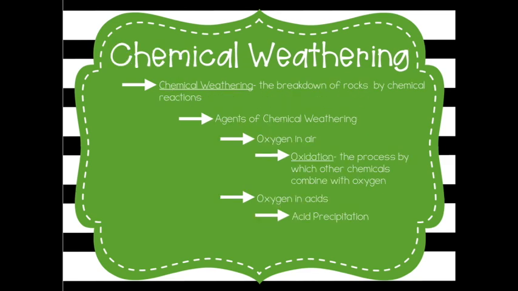Finally, we're left with chemical weathering. Chemical weathering is the breakdown of rocks by chemical reactions. There are 2 major agents of chemical weathering, which are oxygen in the air and acids. Now, oxygen in the air goes through a process called oxidation, which is where chemicals combine with oxygen molecules. Acids refers to things like acid precipitation that breaks down rocks through a chemical reaction. All right, we're going to stop there for today in your notes, and we'll continue later this week.